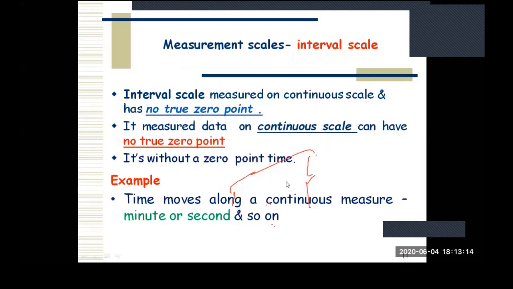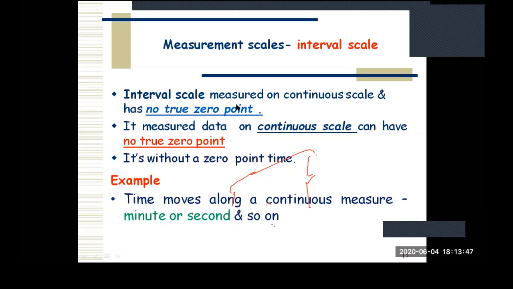Then the third type of measurement scale is the scale. The scale could be either interval or it might also be ratio. You'll find this interval or ratio together, as if it is the same scale on the software. Interval scale is a measurement.